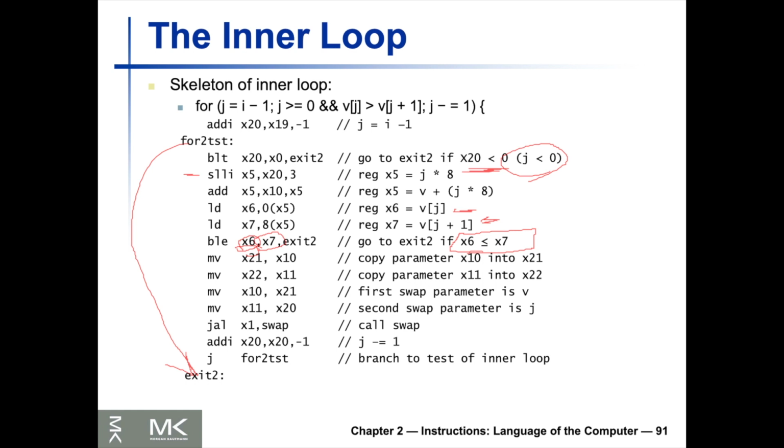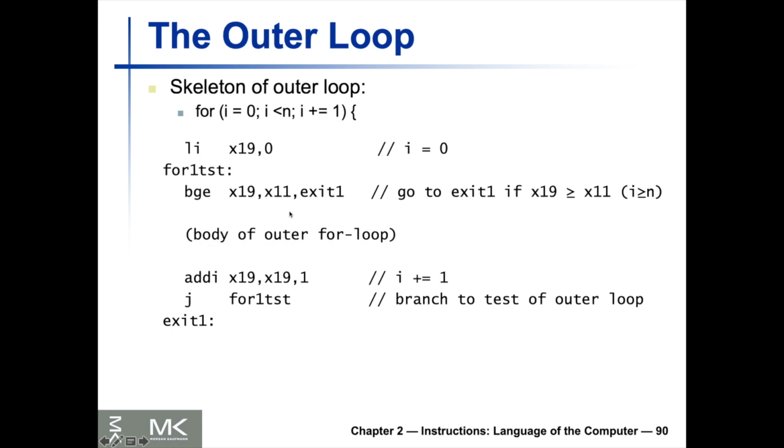When you're loading register 7, and it's equal to v of j plus 1 in the array, how come you did LD x7, 8, and then x5 in the brackets? Wouldn't you have to go to the array itself and then add x5 with another 8 to move it over in the array, and then load that? So say that again. Your question was, don't you have to add register x5 with 8 to move it over another index, and then load that into x7 to actually get the value, right?